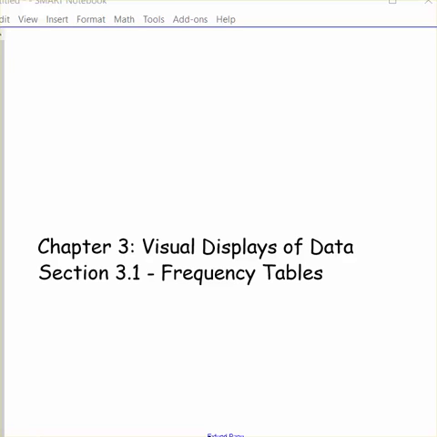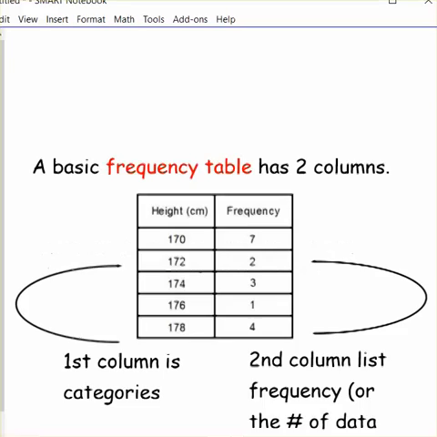So let's see if I can get to my next slide here. There we go. So what is a frequency table? It's a chart, and it has two columns. The first column is the categories. As you can see in this one, we've got height in the first column, and the second column lists the frequency. And when you hear the word frequency, just think the number.